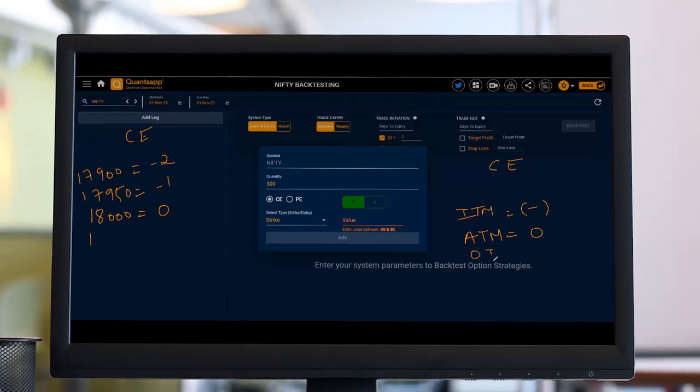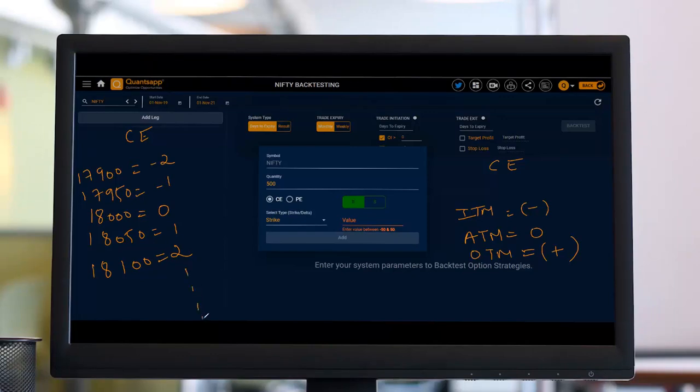Similarly, let's say if we want to give input about out of the money call, what would be my input? So for OTM, my input would be positive in call option. So let's say if I'm going one strike out of the money call, I will type +1. If I want to go 2 strikes out of the money call, I'll type +2. So 18,100 is far by 2 strikes from its at the money.